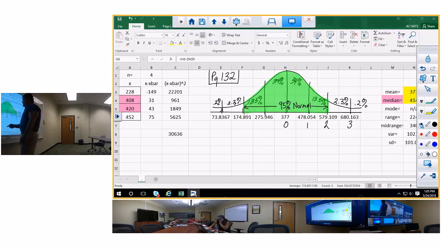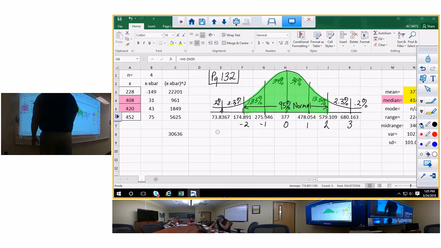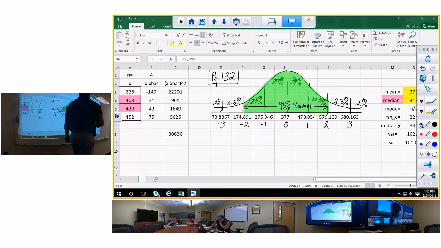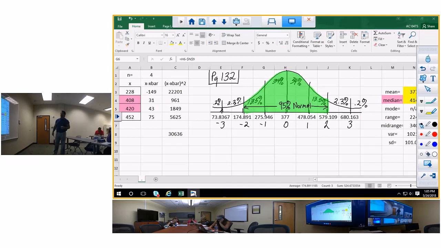What about on the left? Same thing. -1, -2, -3. So 95% of the population usually is going to fall between two standard deviations. In this case, between 175 and 580.